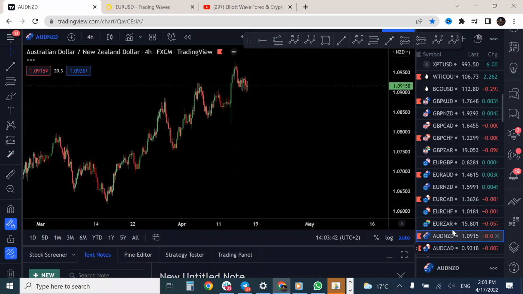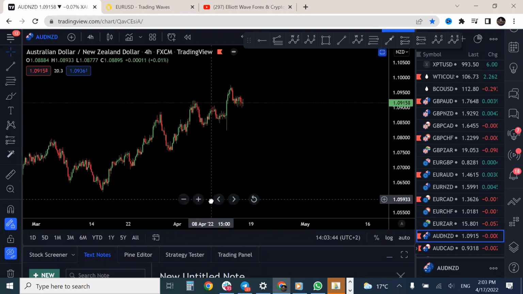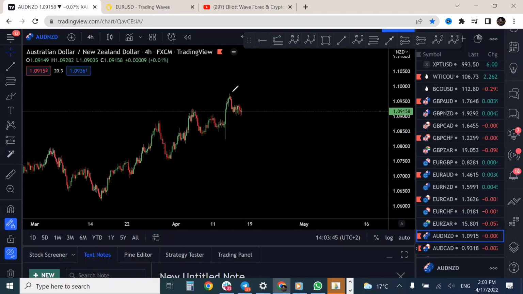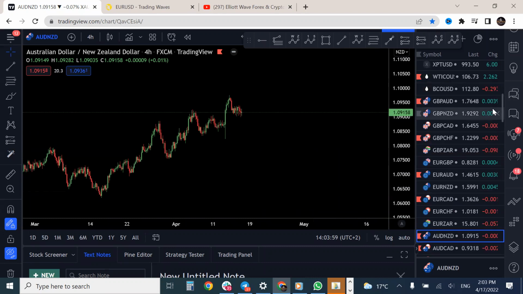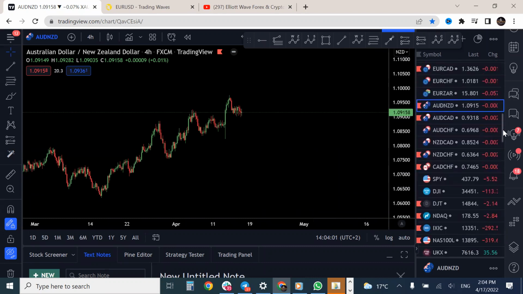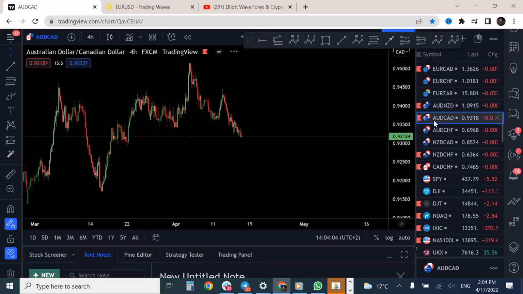Right, let's go to the crosses. The crosses you've already seen, Aussie New Zealand during trade recaps. We're still expecting more upside on this one here. Any pullbacks, see more upside, but this is not an area where you want to buy. You want a deeper correction than that. This one has been on a bullish trend since October last year, as you've seen with the trade recaps. AUDCAD you've also seen during trade recaps.